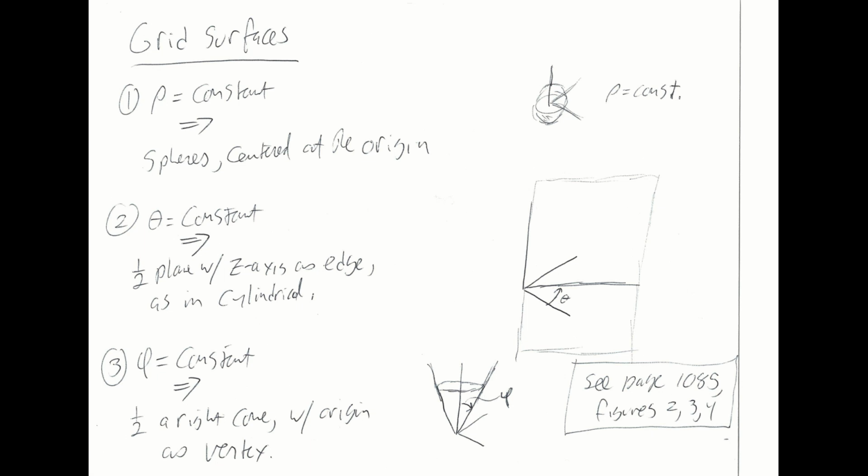In this picture, phi is strictly between 0 and pi over 2. Were phi between pi over 2 and pi, we would get the lower half of such a cone. So we would have rotated through an angle greater than pi over 2, we would be below the xy plane, and then rotate theta from 0 to 2 pi to get the lower half of such a cone. And again, I've done my best with the drawings, but Stewart does it better. So on page 1085 of Stewart, figures 2, 3, and 4 will show you these grid surfaces for spherical coordinates.